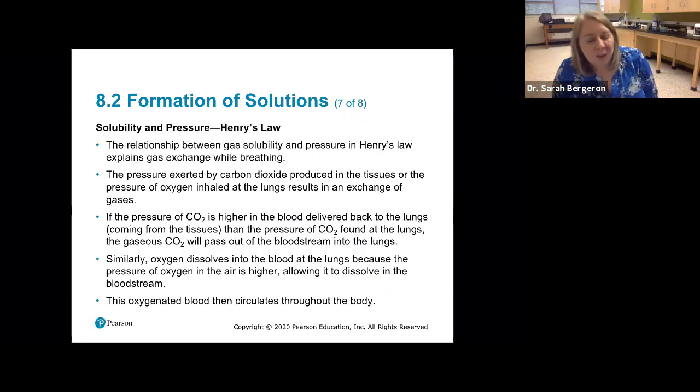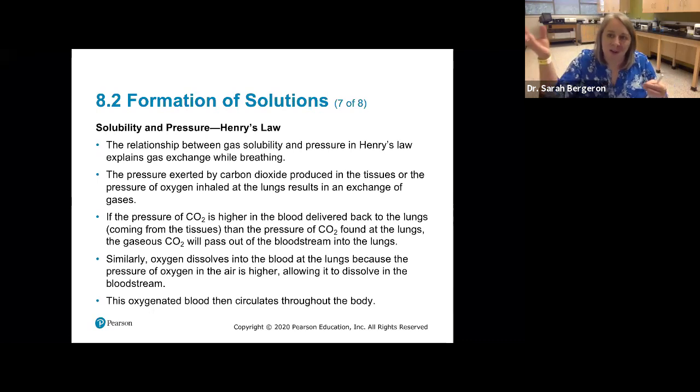So this is really important not only for drinking your soda, but it's really important for breathing. When we breathe, your cells undergo metabolism and produce waste in the form of carbon dioxide. So carbon dioxide will be in the tissues and it'll get picked up by the bloodstream, right?